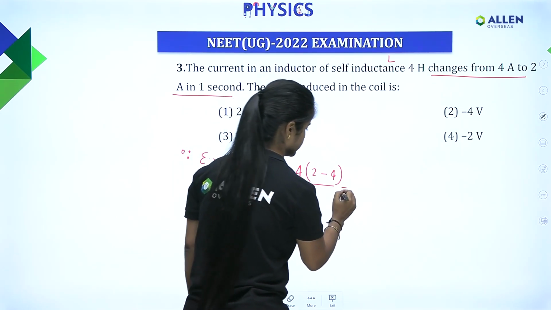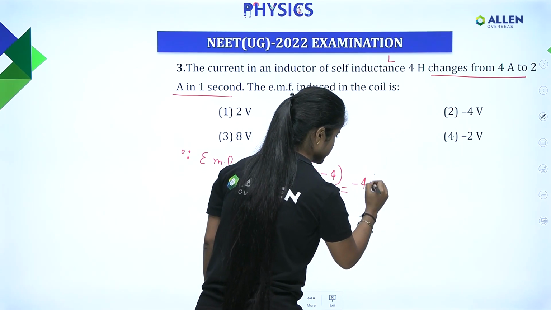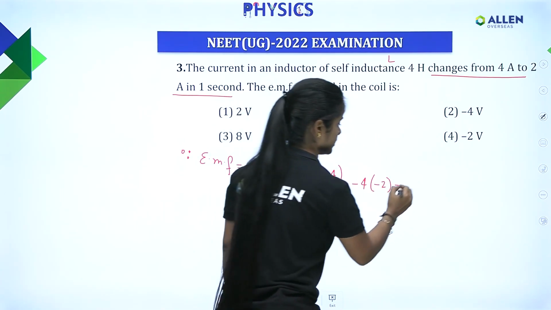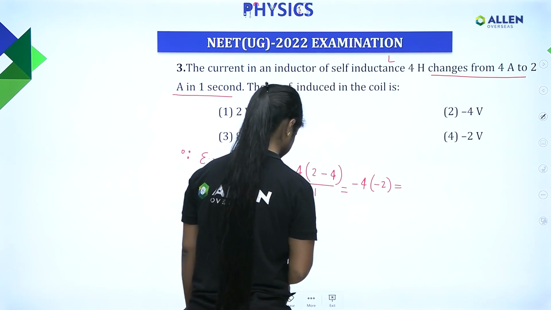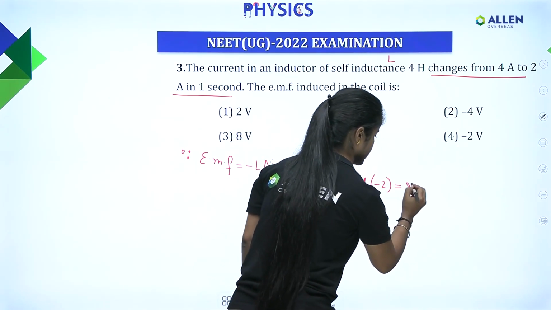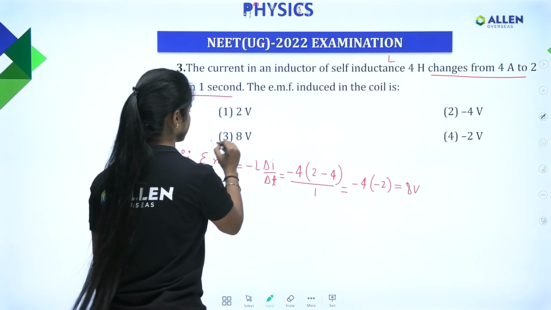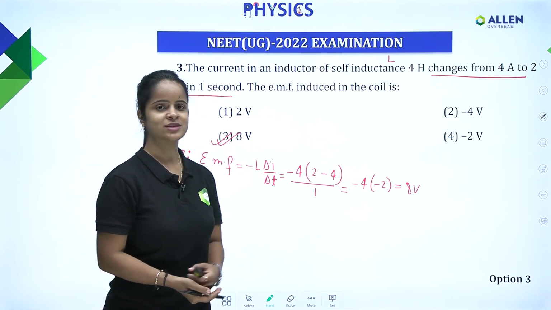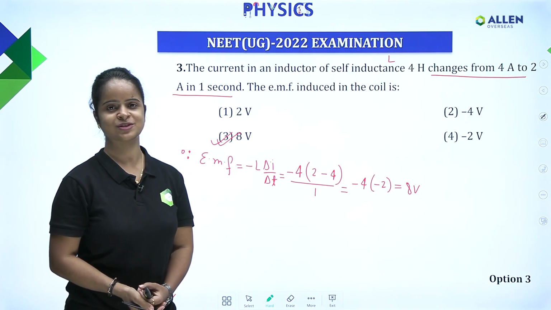So after solving this part, what you are going to find? You are going to find it will be minus 4 into minus 2. And after solving this, it will be 8 volt. It will be 8 volt. That is given in our option number 3, and the same thing is written there, that is option number 3 is the correct option. Hope it is clear to everyone.